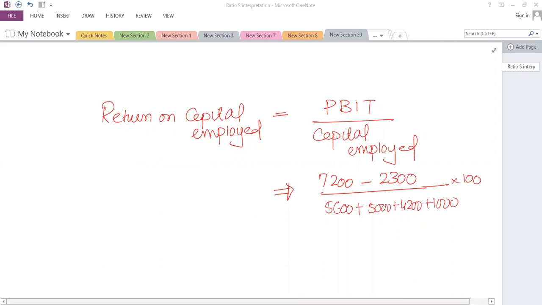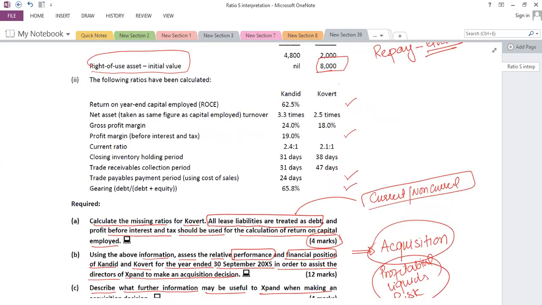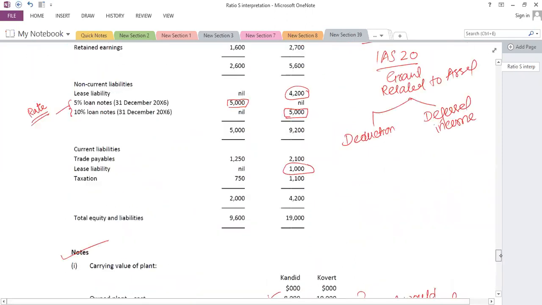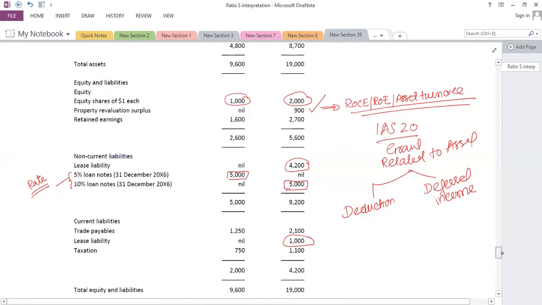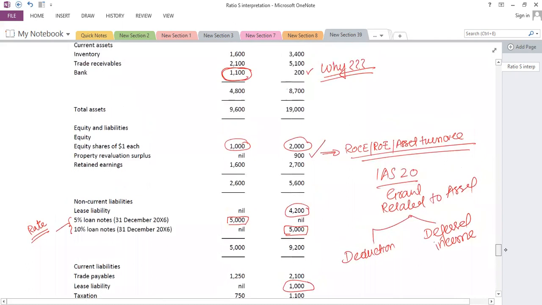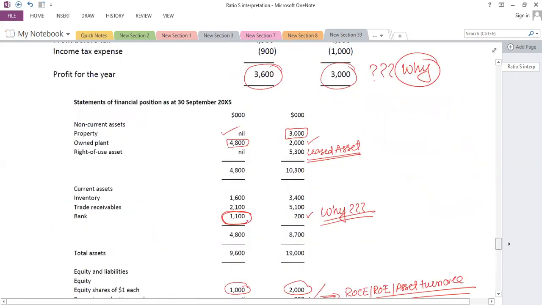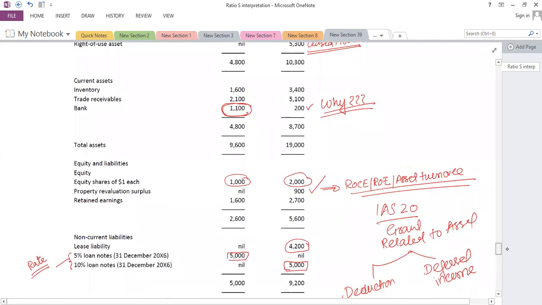So it's 31%. The return on capital employed is 31%. Now see, Candid has a return on capital employed of 62.5%, and here we have 31%. One of the reasons is that the revaluation surplus is always there. As a result, when you compare the capital employed figure of both companies, you will find a difference, and you have to identify why there is a difference.